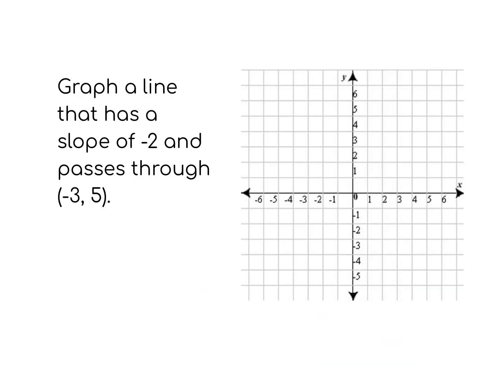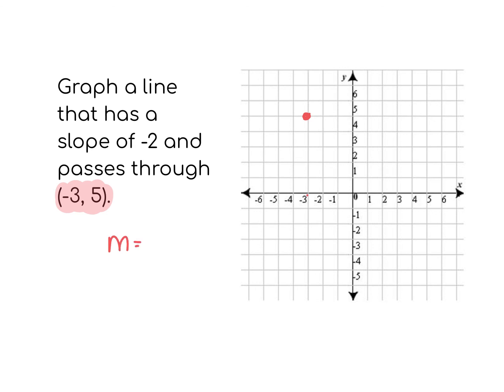All right, we've got a great question now. It says, graph a line that has a slope of negative 2 and passes through negative 3, 5. All right, so I know the steepness, and I also know a point that anchors it. I'm going to start by the point that anchors the line, negative 3, 5. So go left 3, up 1, 2, 3, 4, 5. Right here.